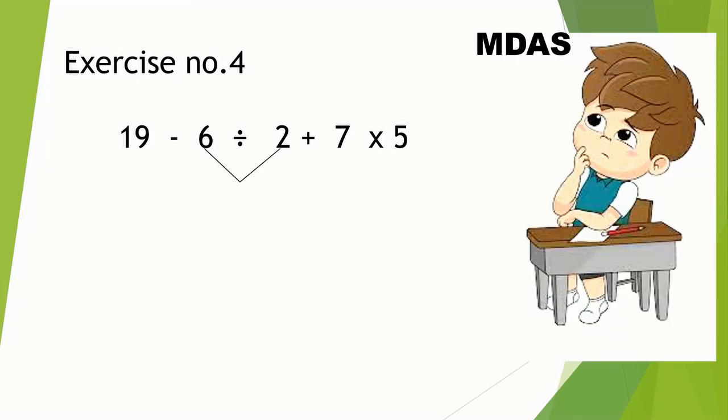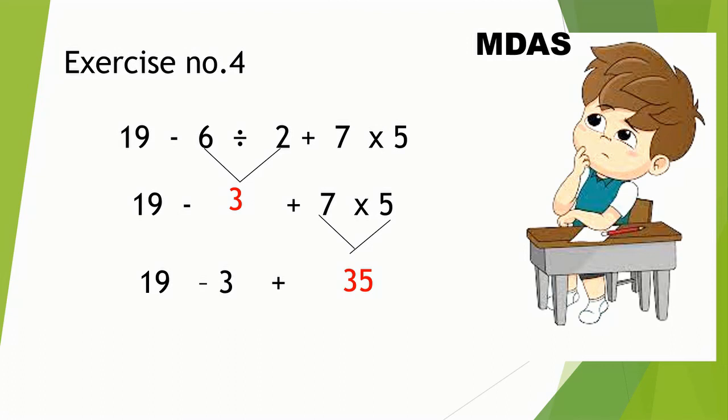Bring down the other numbers. And then we can see the multiplication: 7 times 5 is equal to 35. Bring down 19 minus 3 plus 35. Then rule number 2: 19 minus 3 is 16, plus 35 is equal to 51. Okay, and the last exercise.